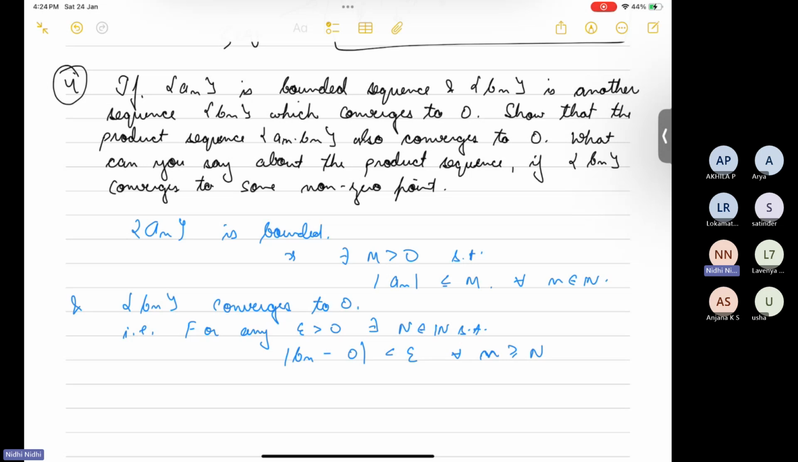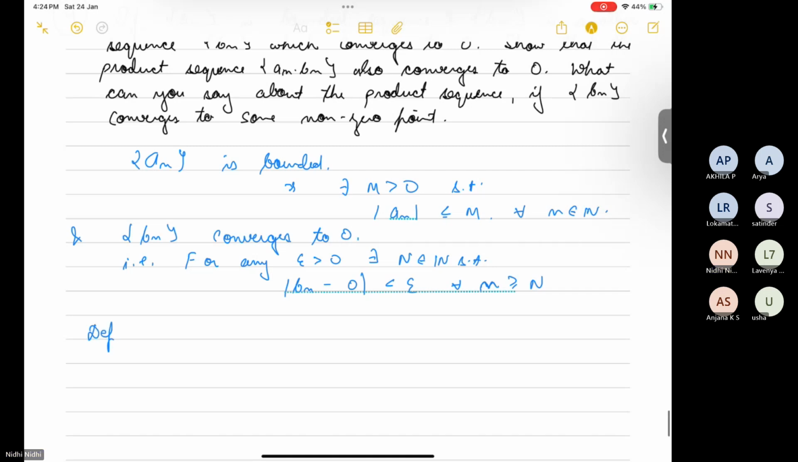Next, they are asking us to prove that the sequence an bn converges to 0. So let's define Cn to be an times bn. So we have another sequence Cn, all of whose terms are defined as an times bn. We need to show that this sequence Cn is converging to 0. That means we need to see that mod Cn minus 0 is less than epsilon after some stage. Now Cn minus 0 is just an bn, which can be written as mod an mod bn.